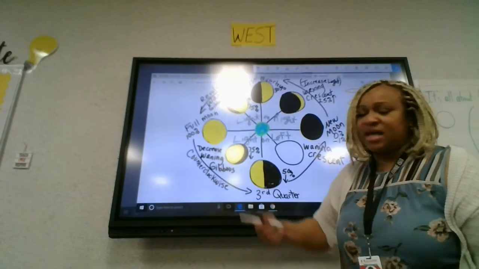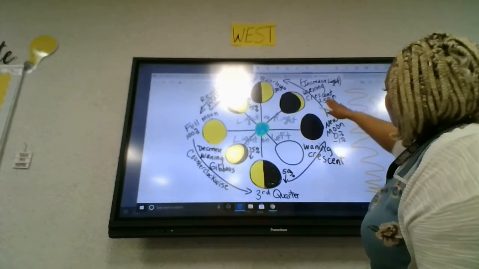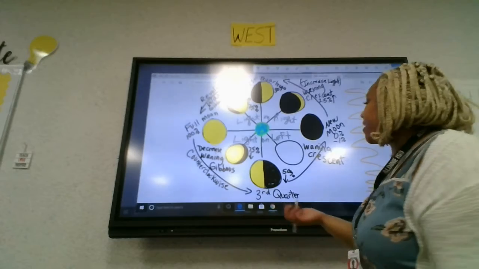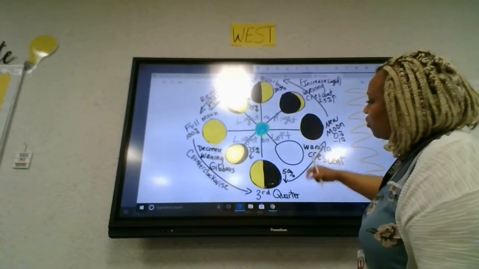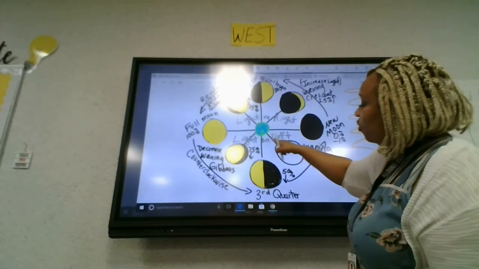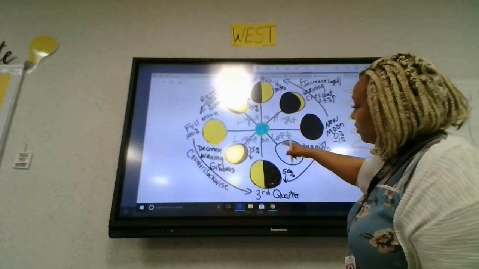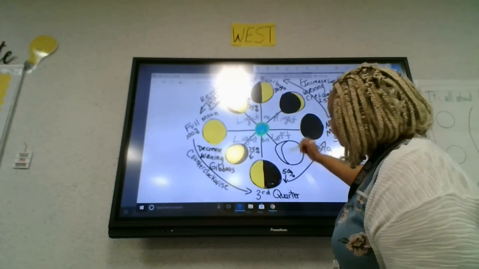Gibbous is saying it's more than half, okay? And also you'll hear crescent is less than half, all right? So we know it's crescent. We know it's going to look exactly like this one. So we know the light is on the left, right? So that means our little banana shape is going to be on the left side of this phase. Okay?